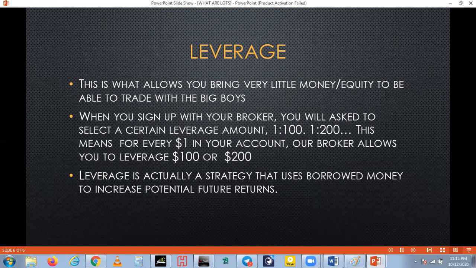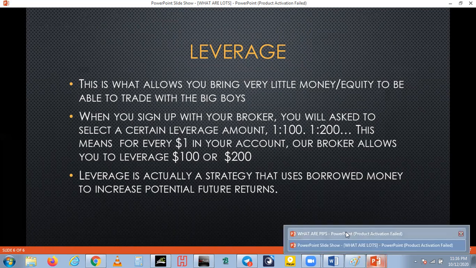Leverage is actually a strategy that uses borrowed money to increase potential future returns. Before now, you needed about $100,000 to trade in the market without leverage. Okay, what do I mean? Let me show you this.